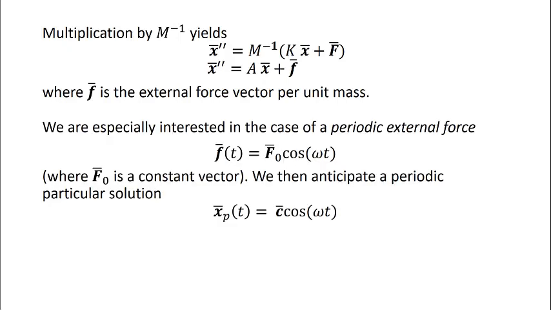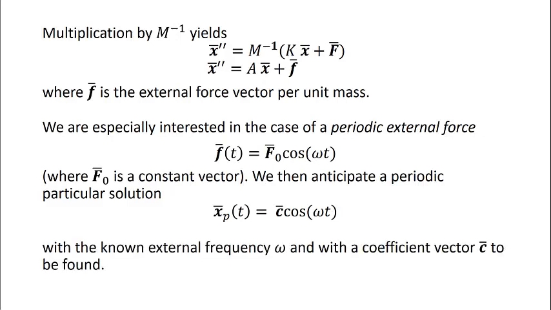Now, we're especially interested in the case of a periodic external force, where this little f is some constant vector, capital F0, times cosine of omega t. And in this case, we're going to anticipate a periodic particular solution, a particular solution x_p equal to some vector c times the cosine of omega t, with the known external frequency of omega and with a coefficient vector of c to be found.